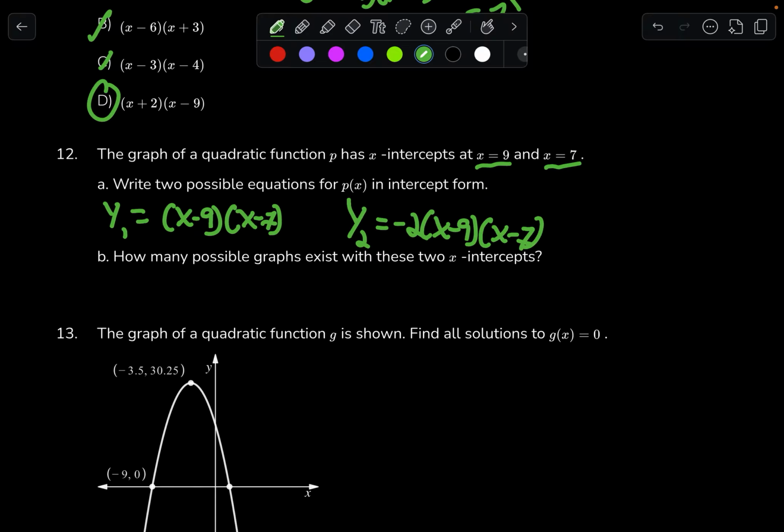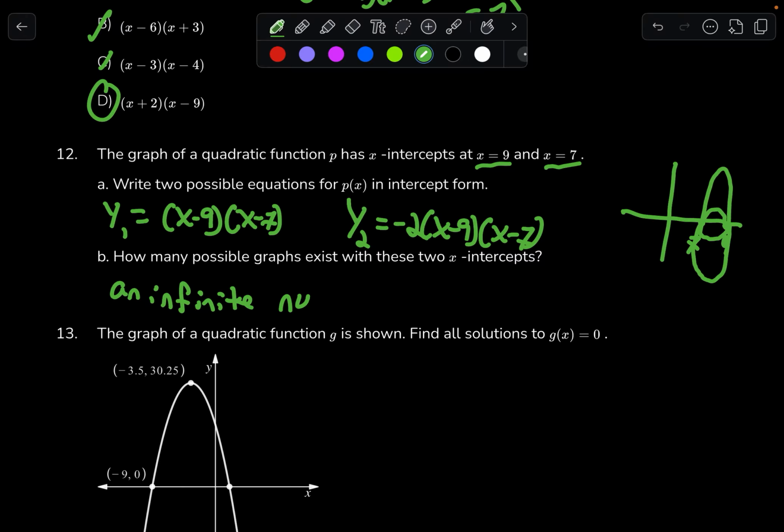How many possible graphs exist with these two x-intercepts? An infinite amount, because you can change a to be anything. It's a stretching factor. The idea is this. Let's say it was 9 here, and let's say you had 7 here. You could have this as a parabola. You could have that as a parabola. You could have it stretched way up high, like that. All of these are parabolas. You could also have it stretched way down low like that. So you can just keep drawing an infinite number.